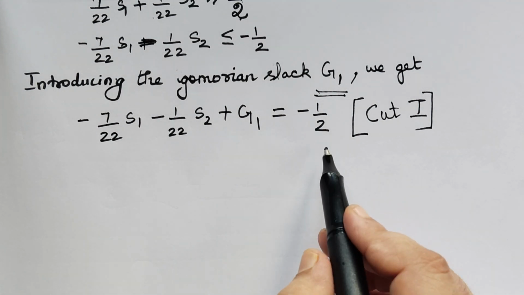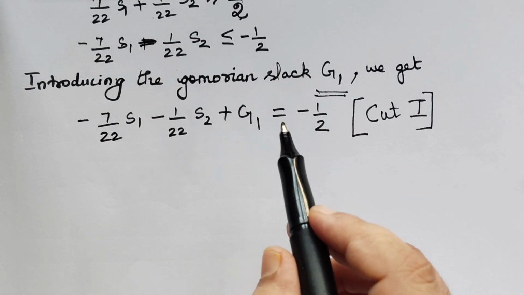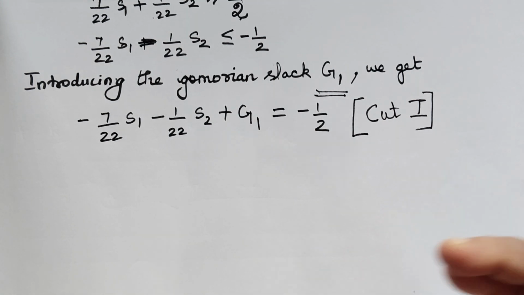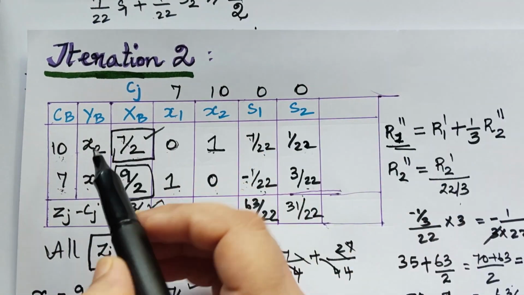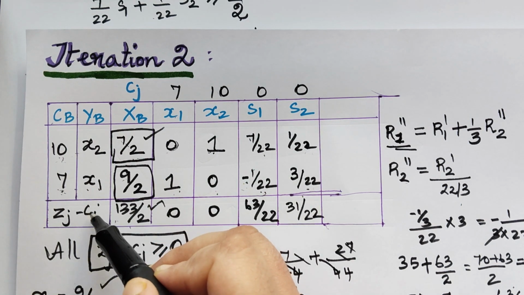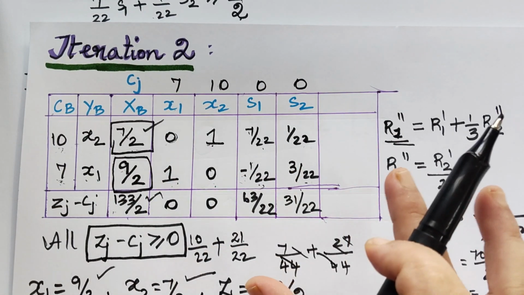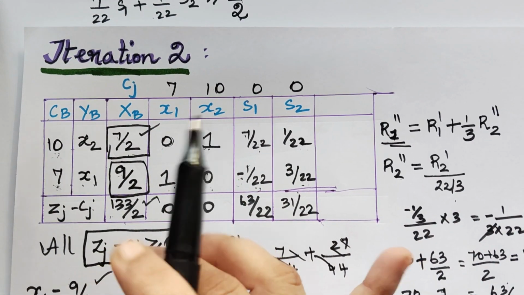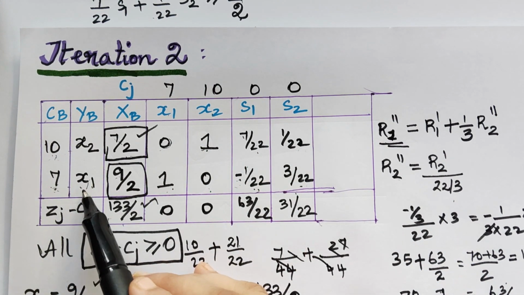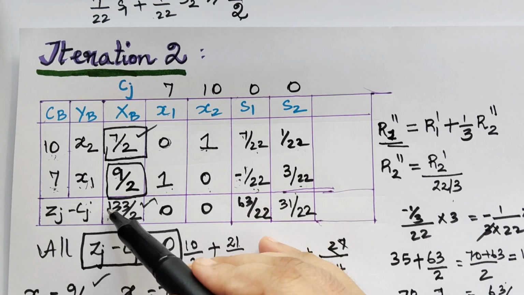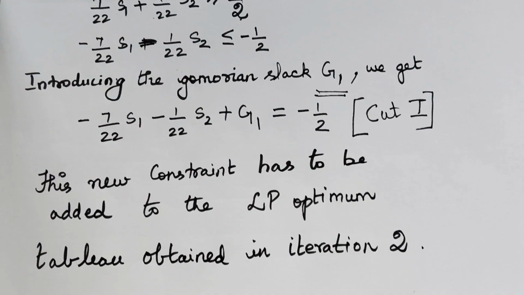So this will be a new constraint, and this constraint will be added to the LP optimum table that we obtained in iteration 2. That is this table. This table we have obtained previously. To this table, we have x1, x2, and one other variable will be added, that is g1. All other elements remain as they are. Now we are just introducing a Gomorian slack g1 to this table. So draw this table as it is with g1 over here, and when we introduce g1, we have to add it here also. So kindly follow that. I have written that in words.